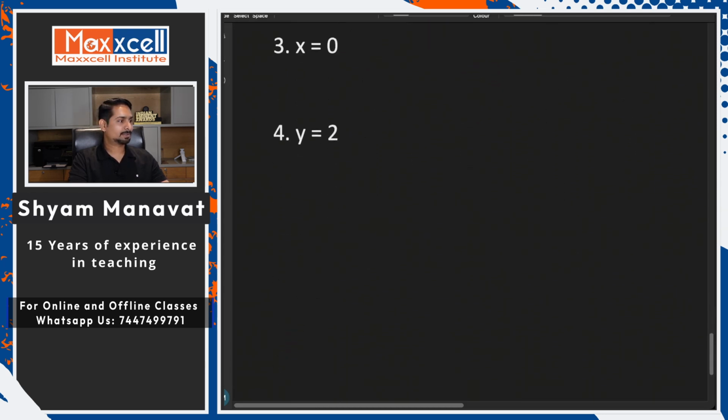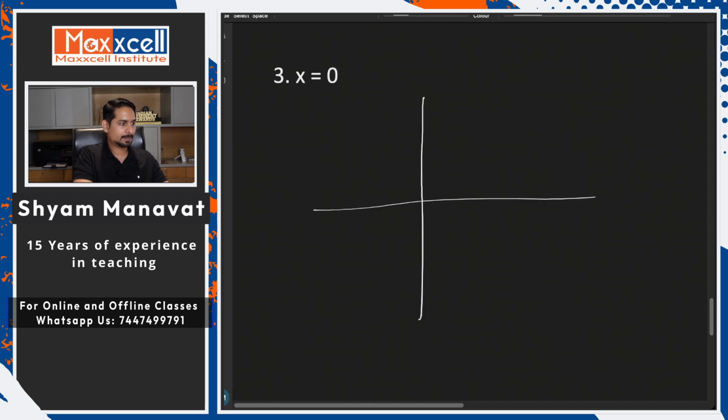Very good. We got these two more questions. So x is equal to 0. Let me draw a rough graph here. Assume that they are straight lines. Okay. You got the y-axis and you got the x-axis.